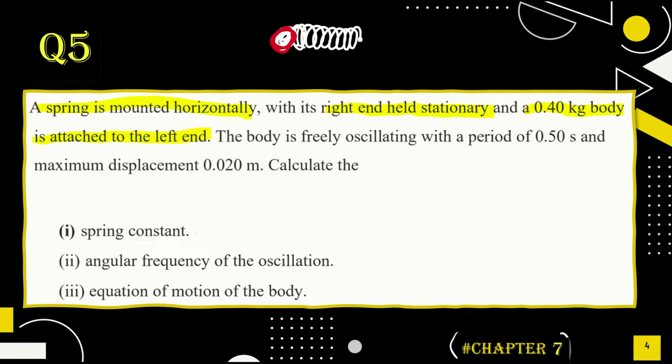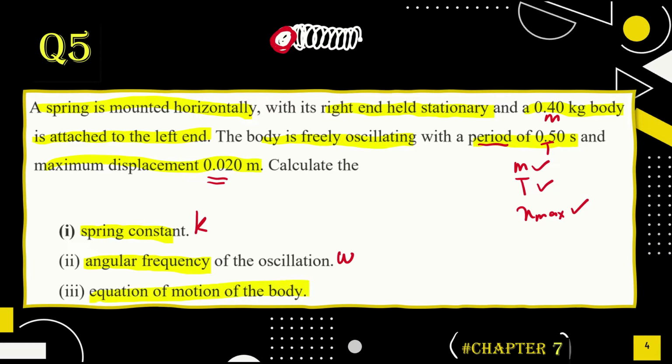The body is freely oscillating with a period of 0.5 second and the maximum displacement of 0.2 meter. So in this question, we have the information of mass m, period T, and also maximum displacement, S maximum. The first question is to find the spring constant k. And we want to find the angular frequency, omega, for the second question.